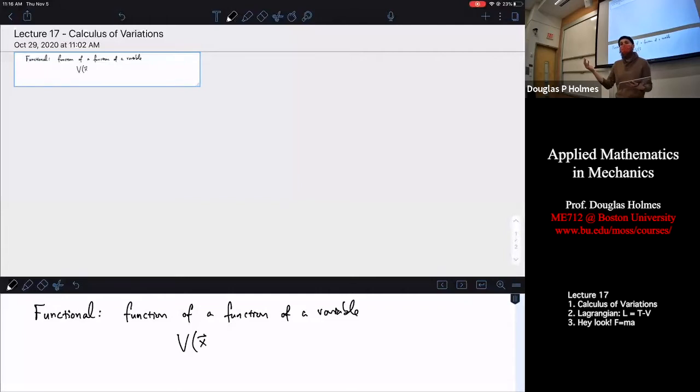And x, in this case, let's take the example of just a simple ball in the air that might be falling. That position of that ball depends on time. So the potential energy is a functional. It's a function of position, which is a function of time. Time is the independent variable. X of t is a function. V of x of t is a functional.